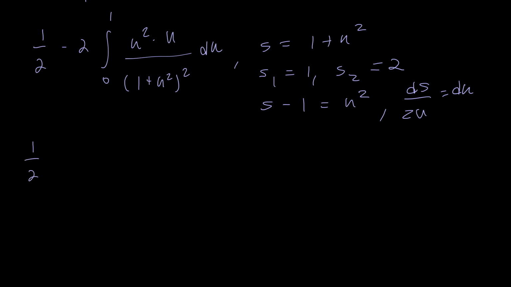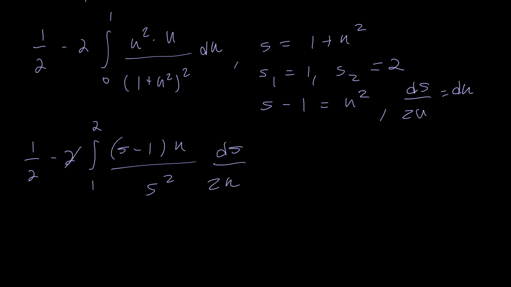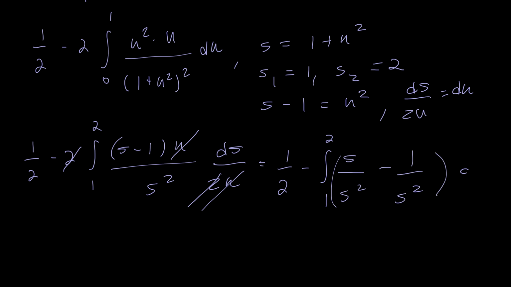So we have 1/2 minus twice the integral from 1 to 2. And then we're going to have s minus 1 times u divided by s squared and times ds over 2u. These 2's end up canceling. This u ends up canceling. So we have 1/2 minus the integral from 1 to 2. And we could split this into s over s squared minus 1 over s squared ds.